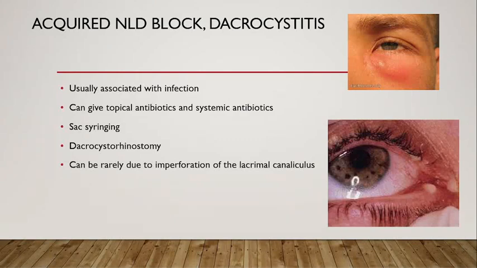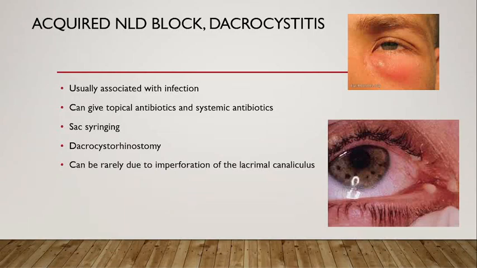Then acquired blocks, which happen in older people. This is something not physiological, or it happens later. Commonly, after an infection, there is blockage of the nasolacrimal system, and first we can give topical antibiotics and steroids, and then can resort to syringing. So syringing the sac, you inject fluid into the system, and the fluid will come through the nose, and the patient will tell that it is coming through the nose or the throat.